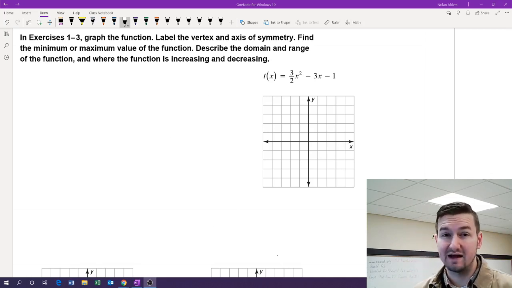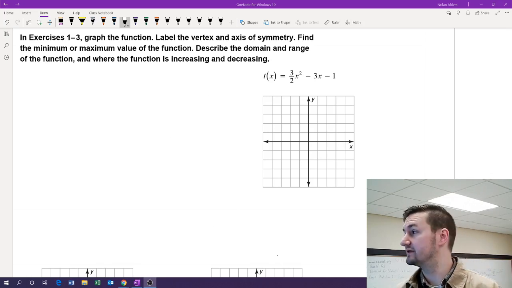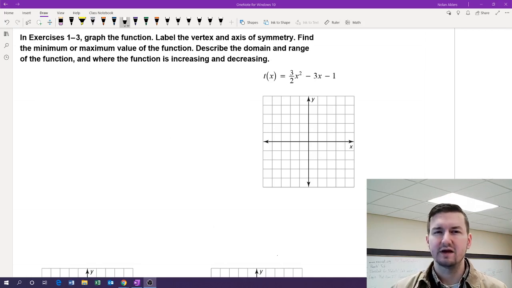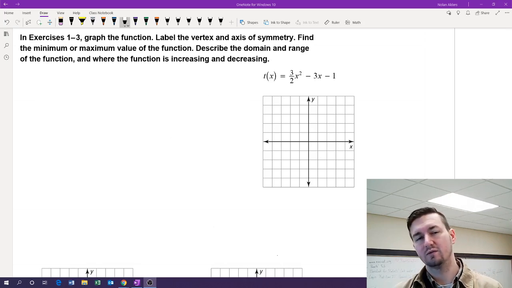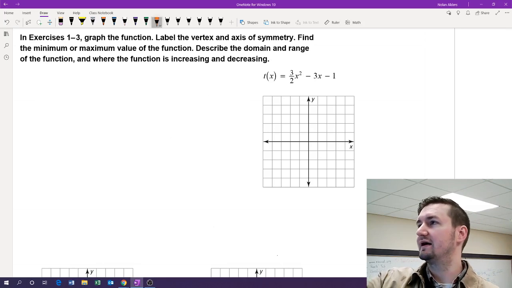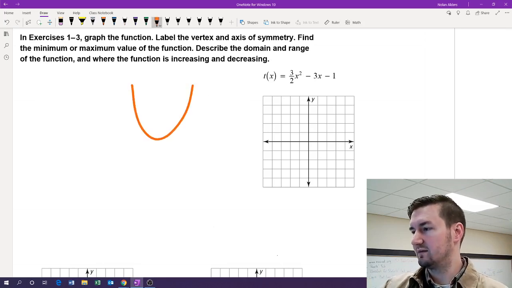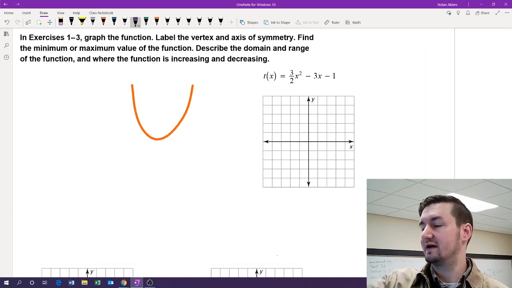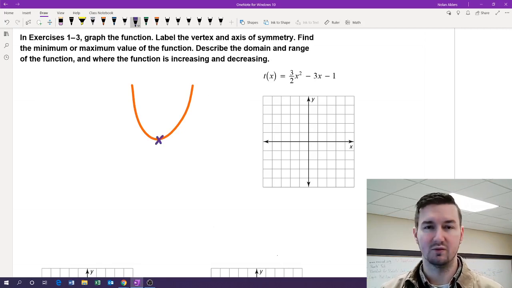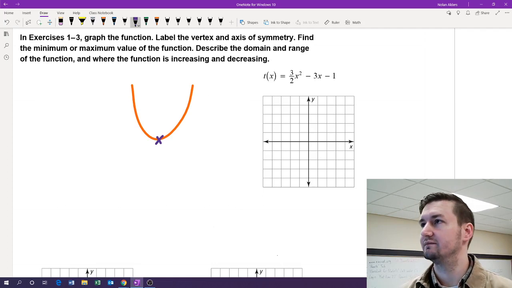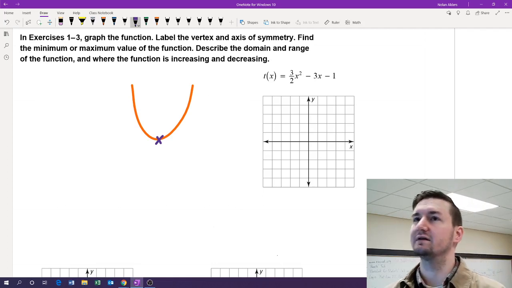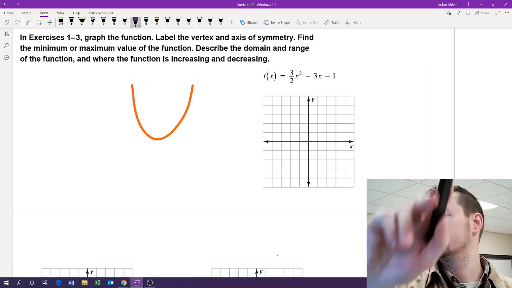The very first thing I would do if I were you is try to figure out where the vertex of the function is. And remember, the vertex is kind of the starting point. If you had a parabola here, then the vertex is just that starting point down there at the bottom, that minimum point. Or if it's the other way around, then it's that top point. Anyway, that's what we're going to be trying to look for.